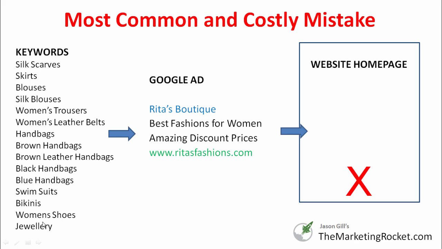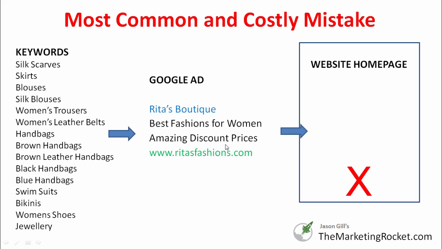into an ad group. So she's got silk scarves, blouses, silk blouses, women's trousers, handbags, and right down to swimsuits and bikinis and jewelry, and they're all in her ad group. And then she's created an ad and thought, oh well, it's Rita's Boutique, let's create an ad. Let's create this ad. Let's put some nice wording on there saying what we do. Well, we sell the best fashions for women at amazing prices.